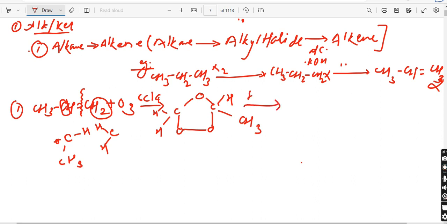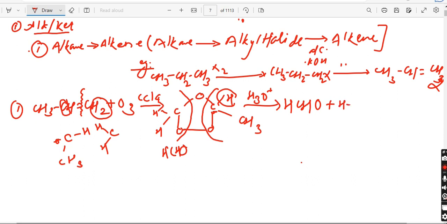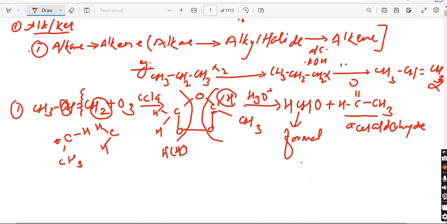Now we'll do hydrolysis, right? So this will be broken down like this, and one side this is H, C, double bond O, HCHO, that is your formaldehyde. The next side it is H, C double bond O, and this is your CH3. So this is called acetaldehyde, right? Acetaldehyde, and this is your formaldehyde, right?